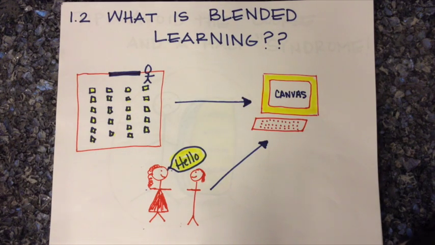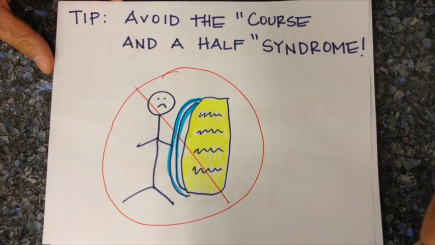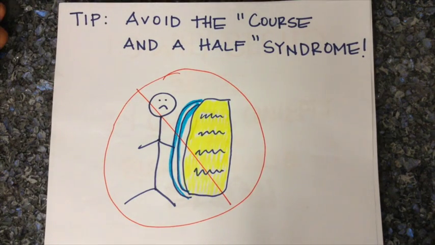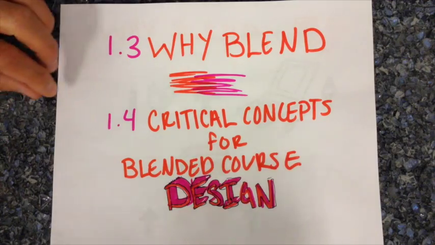There is no single definition of blended. The combination of online and on-site is used. As soon as you introduce online, you have a blended class. Tip: avoid the course and a half syndrome, where a blended course becomes more work simply by adding to, not replacing, on-site activities.